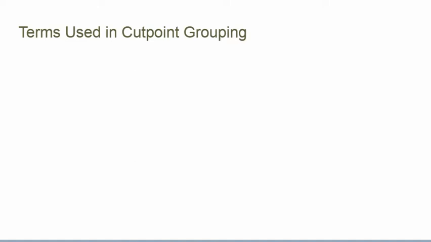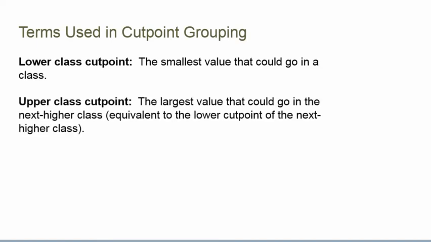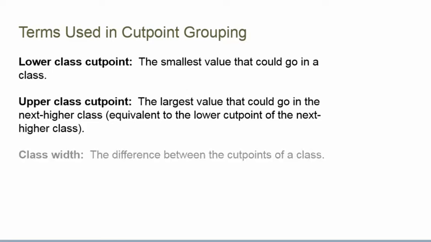Terms used in cut point grouping. Lower class cut point, the smallest value that could go in a lower class. Upper class cut point, the largest value that could go in the next higher class, equivalent to the lower cut point of the next higher class.